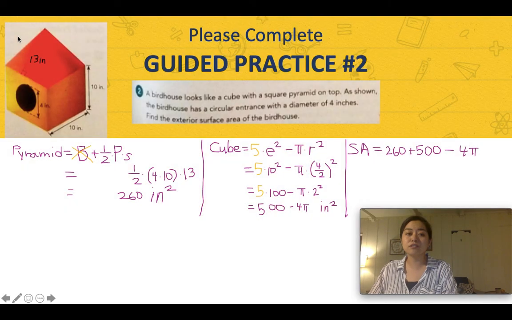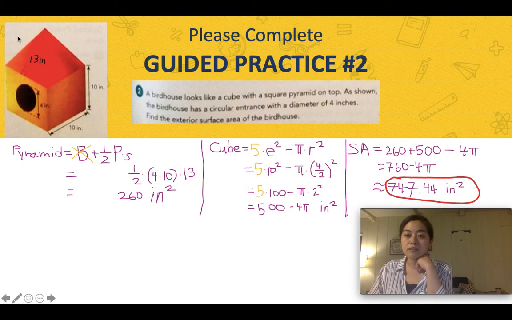And then the surface area of the whole composite figure is 260 plus 500 minus 4 pi. Because the operations are only addition and subtraction, according to PEMDAS, I go left to right to solve it. So that becomes 760 minus 4 pi. And now at this point, I'm going to input 3.14 as an approximation for pi. And that'll come out to be 747.44 square inches.